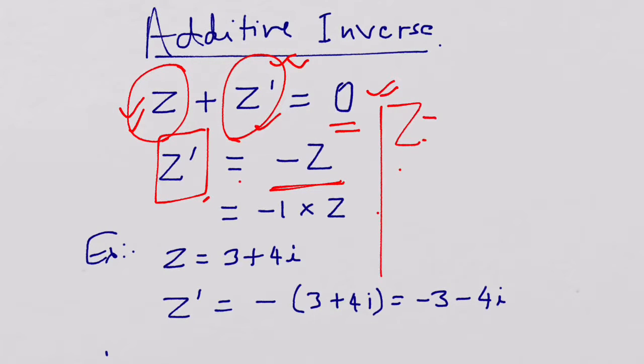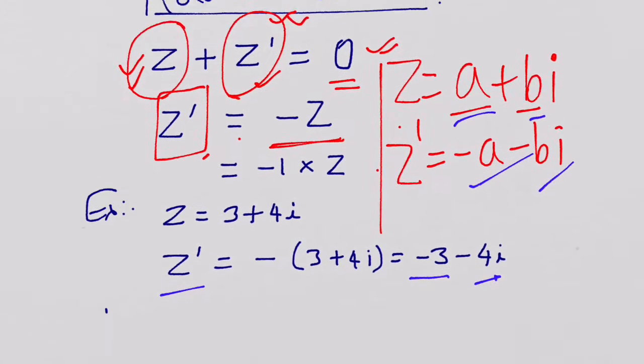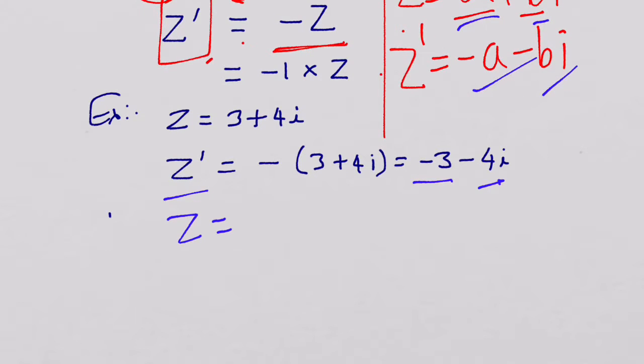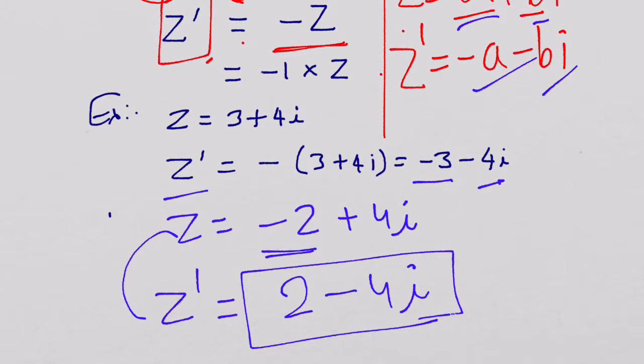If z is equal to a plus b iota, z dash, the additive inverse, is equal to minus a minus b iota. We simply change the sign of the real part and imaginary part. We just change the sign. If it is positive, we make it negative. If it is negative, we make it positive. Another example can be minus 2 plus 4 iota. The additive inverse of this will be, we change the sign of minus 2 to plus 2, and we change the sign of plus 4 to minus 4, and we get the additive inverse. And when these two are added, we get 0 plus iota into 0.